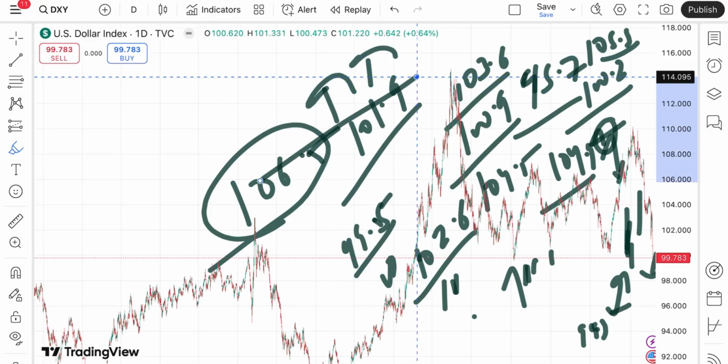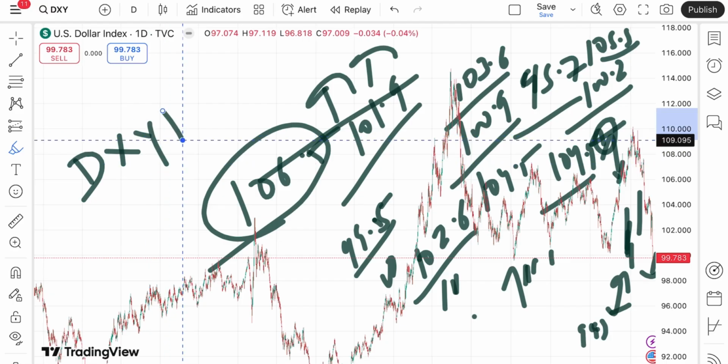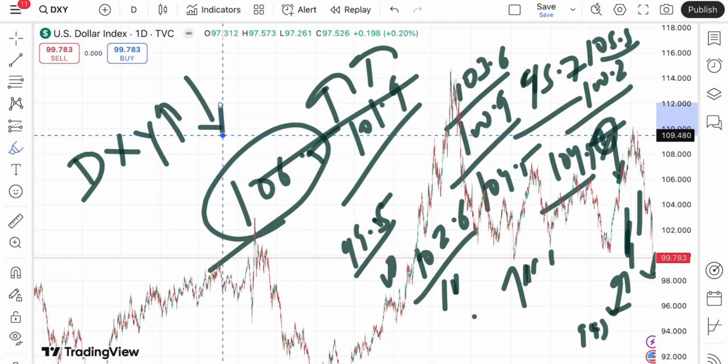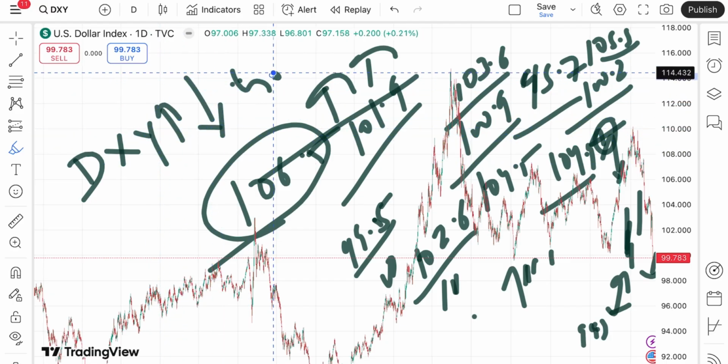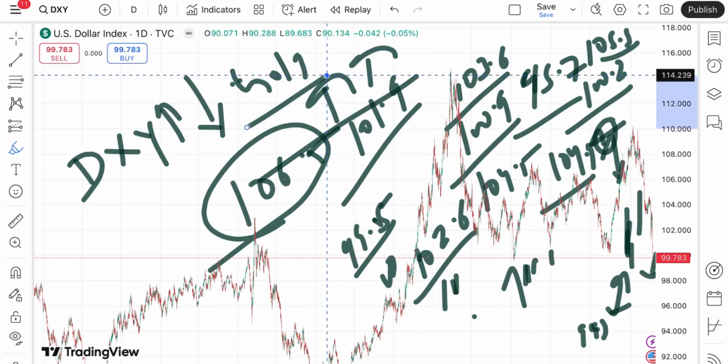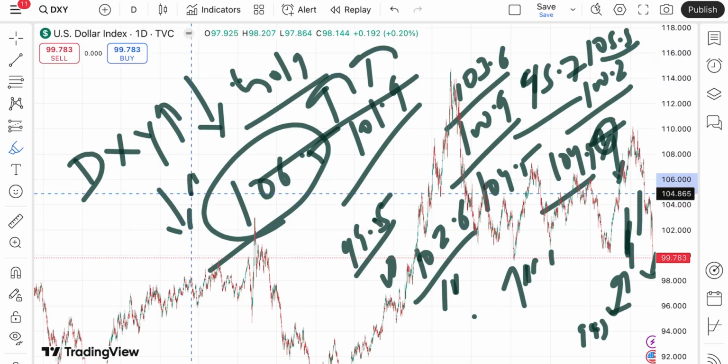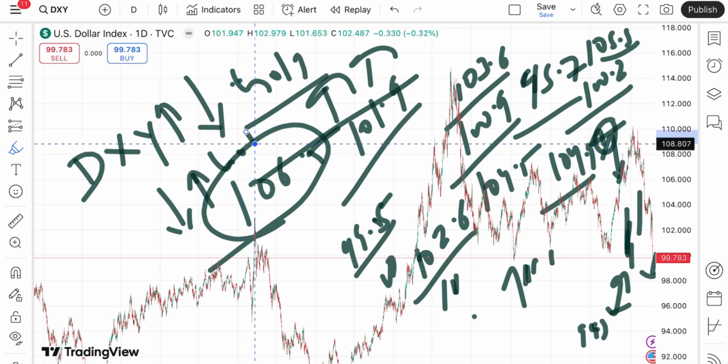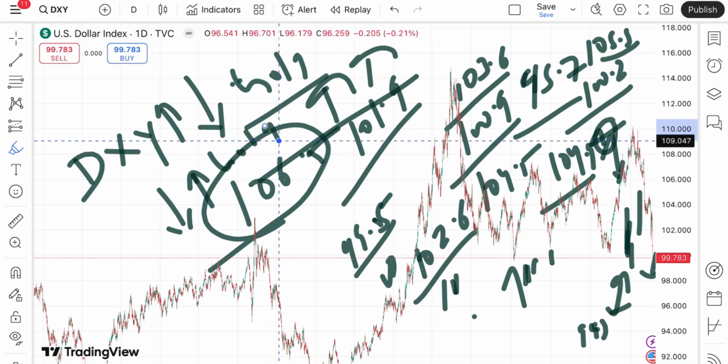Okay, but suppose, what I am saying, that the dollar index started going upside, we can see the price of gold will come down. Okay, silver comes down, natural gas comes down, and crude comes down. But if the dollar index started going down, we see the price of gold goes up, silver goes up, crude goes up, and natural gas goes up. Okay, but you have to understand, market is uncertain.